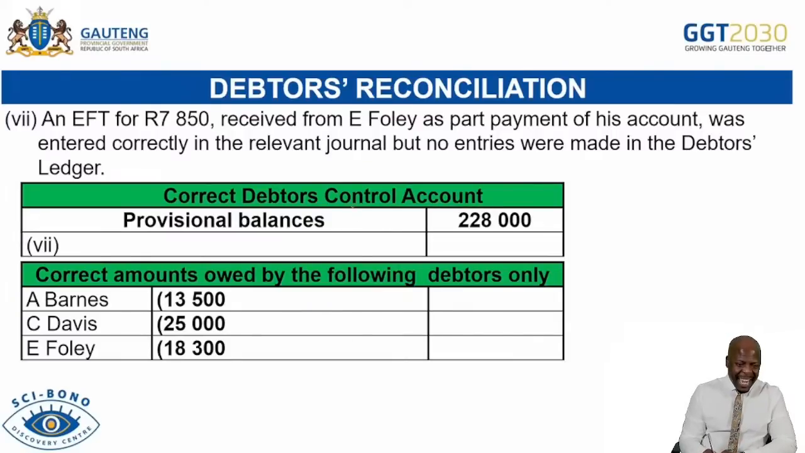Number 7, an EFT for 7850 received from Ifoli as part payment of his account was entered correctly in the relevant journal, but no entries were made in the debtor's ledger. 7850. Recorded correctly in the relevant journal, that is in the debtor's control, we are fine. But no entries were made in the debtor's ledger, so we come to Ifoli. And EFT, it's a payment, that's a minus. So we come to Ifoli minus 7850. What do we do here?